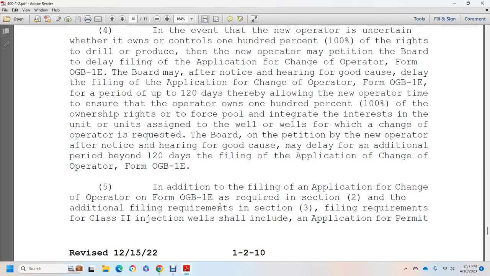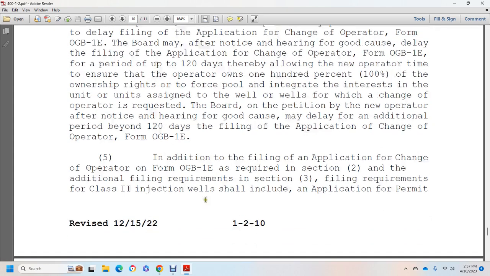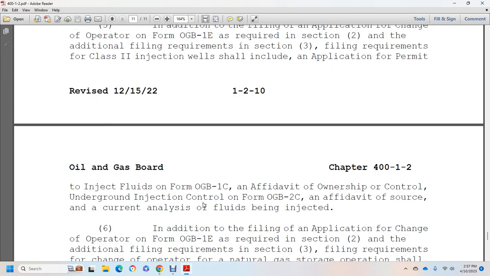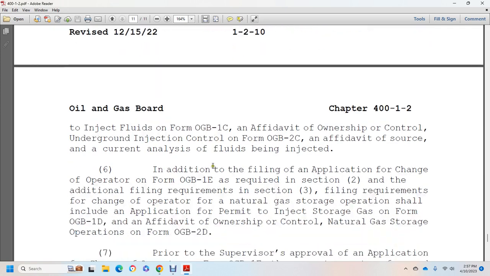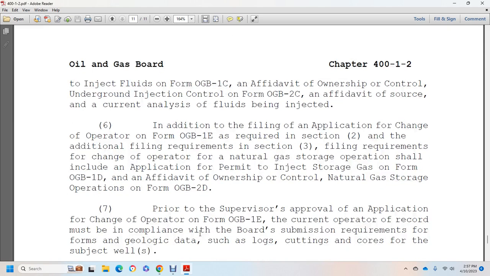In addition to filing the application for change of operator, form OGB-1E, with the requirements of Section 2 and the additional filing requirements in Section 3, filing requirements for Class 2 injection wells shall include the application for a permit for the injection well, form OGB-1C, with the affidavit of ownership and control of the underground injection control, form OGB-2C, with the affidavit of the source and current analysis of the fluids being injected. In addition to filing the application for change of operator, form OGB-1E, as required in Section 2 and the additional filing requirements in Section 3, filing requirements for change of operator of a natural gas storage operation shall include the application for permanent injection storage of gas, form OGB-1A, with the affidavit of ownership and control of the natural gas storage operation, OGB-2D.